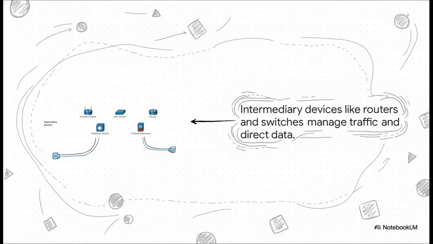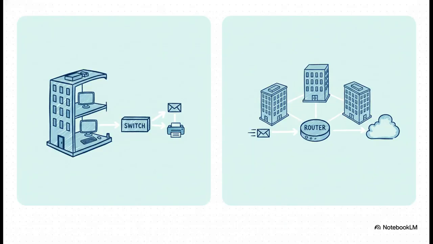But here's the thing. Your request doesn't just magically teleport from your computer to the server. No, it has to pass through a whole bunch of different devices along the way. These are the intermediaries that act like traffic cops, making sure your message gets exactly where it needs to go. The two most important of these traffic cops are switches and routers.